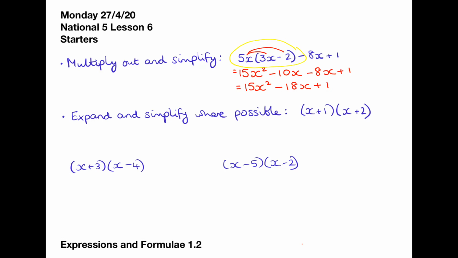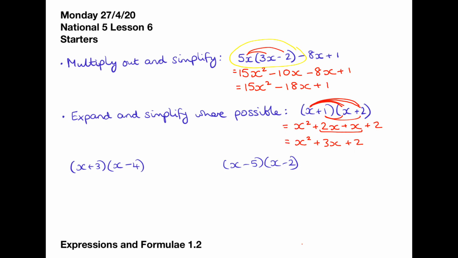And then the second question, we've got 3 bits to this, so we'll recap the different methods that we've used. First of all, I'm going to multiply these 2 brackets out using lines. The first line is this one, x times x is x squared. Then the next line, x times 2 is plus 2x. Then we've got 1 times x is plus x, and 1 times 2 is plus 2. So altogether, x squared, and then plus 3x plus 2.